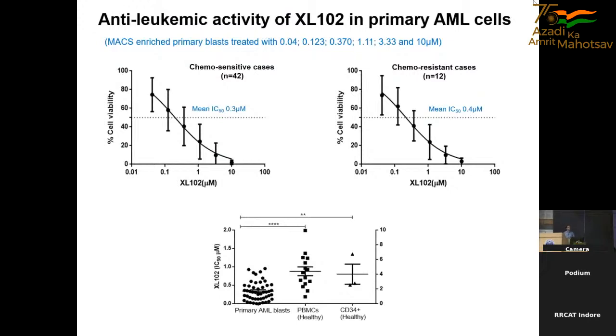So it means the resistant cases, which are a problem to treat worldwide, not just in India, are showing an excellent effect. We compared this data with healthy PBMCs and healthy normal CD34 cells, collecting 3 cases from our bone marrow transplant unit. We again found that the CDK7 inhibitor XL102 was working to eliminate leukemia cells and was having very little effect on the healthy cells.